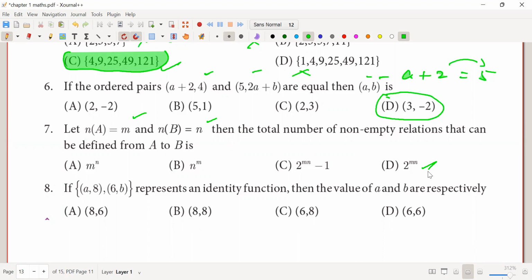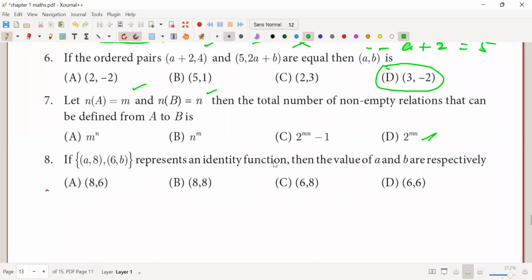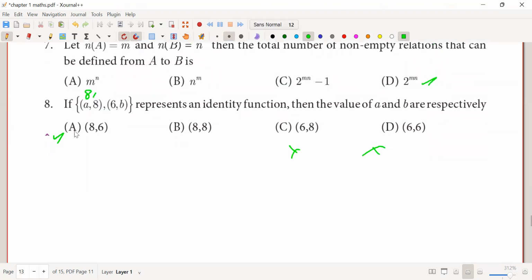Here, represent the identity function. Identity. Then the value of a and b is 8, 6. Identity is 8 to 8, 1 to 1, 2 to 2. So it will be the same number, isn't it? 8, 6. Here we found 8, so these are not choices. So within these two only. If it's a constant function, it will be fine, but it's not a constant function. So this one, identity, is the right answer.